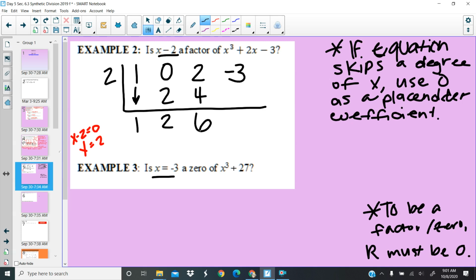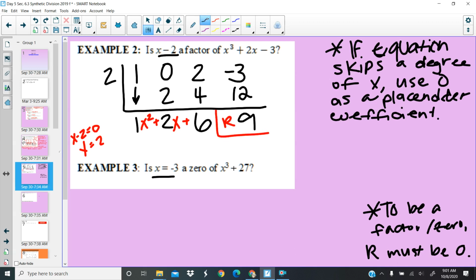And then multiply by the number on the outside. So 6 times 2 is going to give me 12. And add my last column. So -3 plus 12 is going to give me 9. So then I want to fill in all of my x's. So since we started with x cubed and we're going to go down by 1 degree of x, then our first term in our quotient is going to be x squared plus 2x to the first plus our constant of 6 with a remainder of 9.